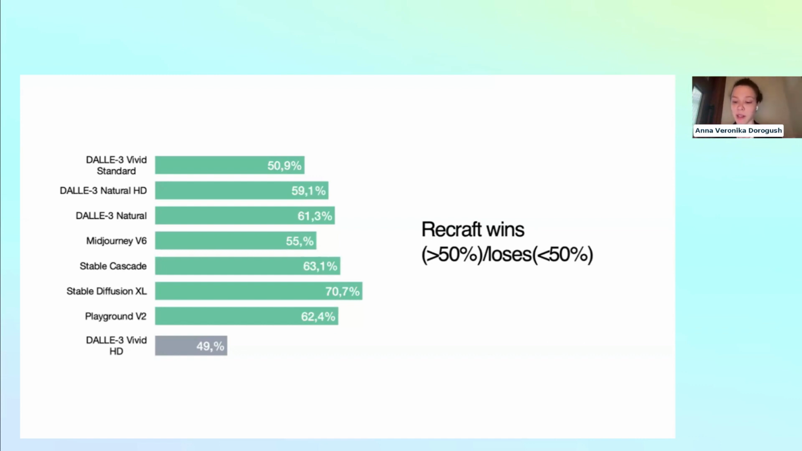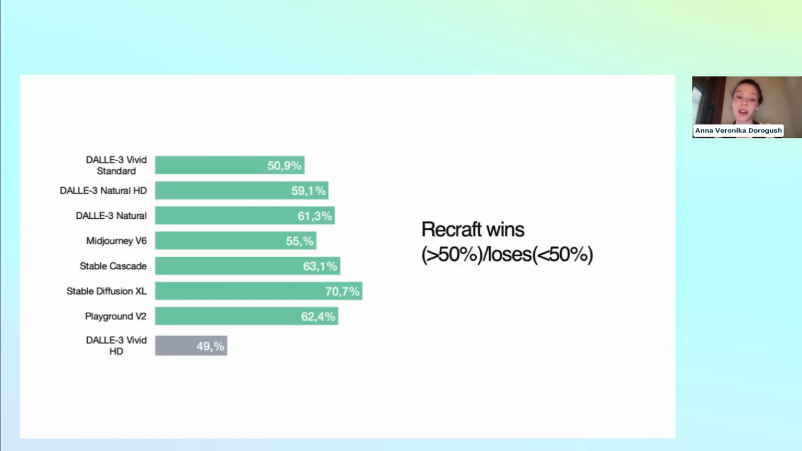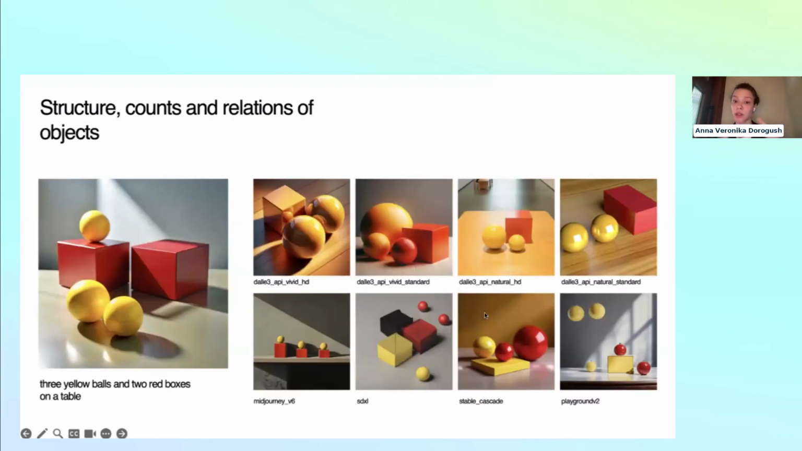Now, what are the places where we are winning and where we are losing? We know that we are winning on anatomy. So we are producing better human figures and number of fingers, things like that. That's one thing. Another thing that is very strong in Recraft, we are strong in producing correct scenes in terms of structure, counts of things, and relations of objects. Here is an example of that.